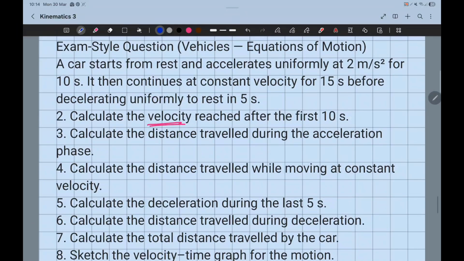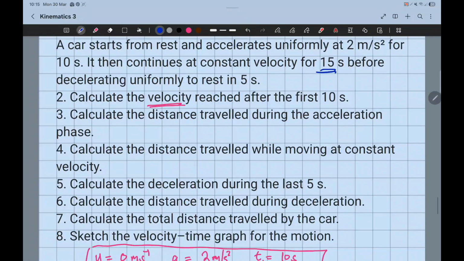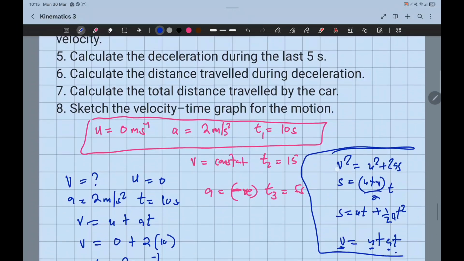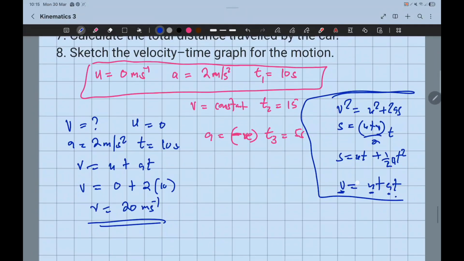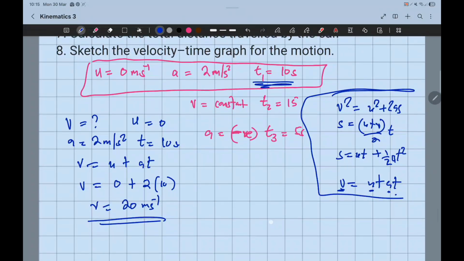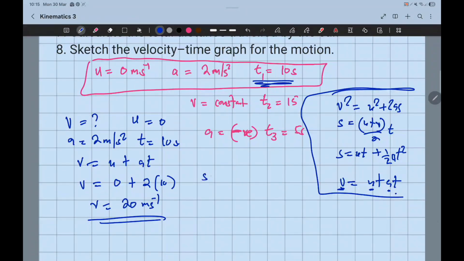And then it continues at that constant velocity, moving at 20 meters per second for the next 15 seconds before decelerating uniformly to rest in 5 seconds. So our next question is to calculate the distance traveled during the acceleration phase, which means during this first 10 seconds. Distance is our s. s is equal to ut plus half at squared.